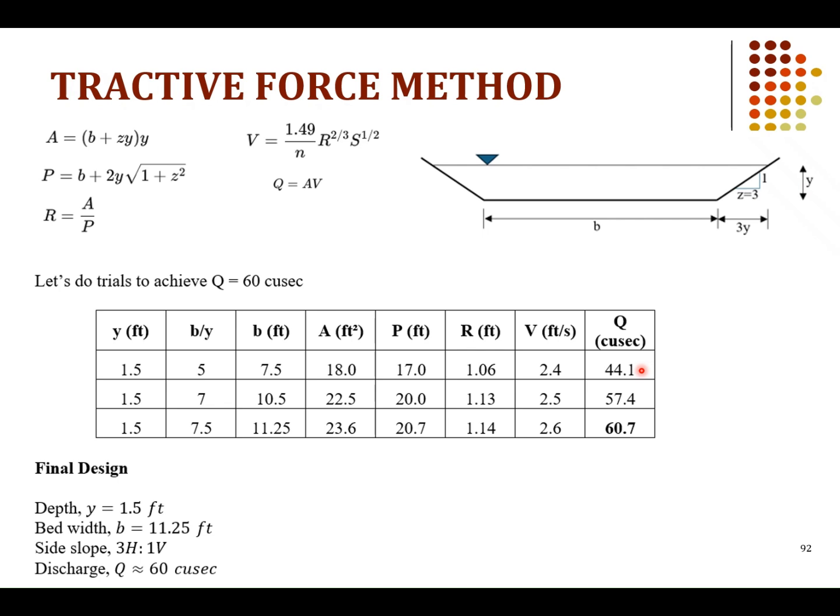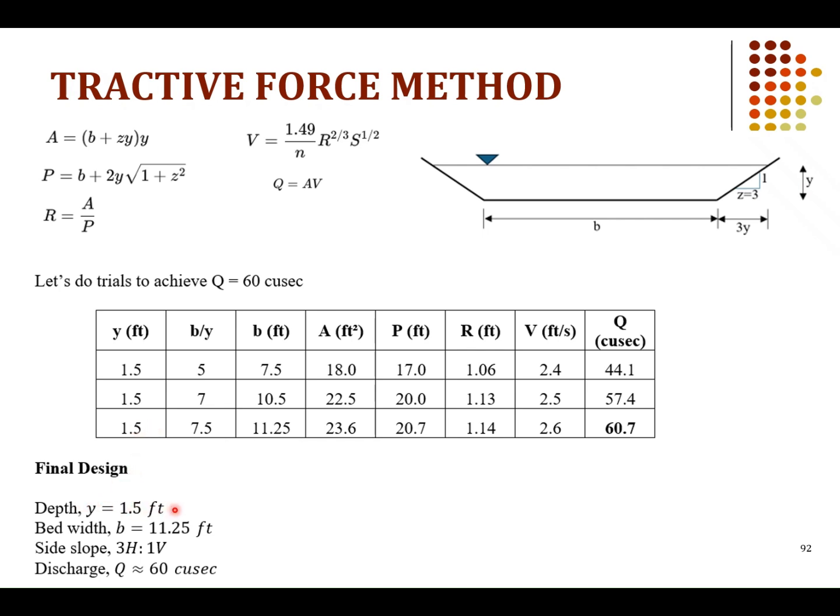It means we have to increase the cross section. We will not change the depth. This depth is fixed to avoid the erosion. So we will change this b over y ratio to 7. As I said in the beginning in the procedure, for fine sand you can keep it like 7, 7.5. So use 7, get a new value of b, and get all the values. In the end you get 57, which is much better. Of course, our desired is 60. Change it a little bit, 7.5, do the math, and you get 60.7, which is close to our desired value of 60 cubic. It means that these dimensions are final.